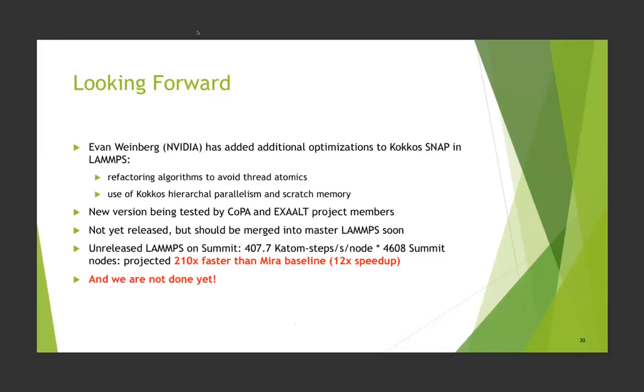And we actually had a chance to benchmark this on Summit, just like all the other versions. This gave a cumulative 12x speedup since the original baseline Kokkos version, giving a figure of merit projection of 210 over the Mira baseline. And, you know, we're not done yet. Between Rahul and Evan and Aidan and myself, we've got more work to do. Next slide, please.